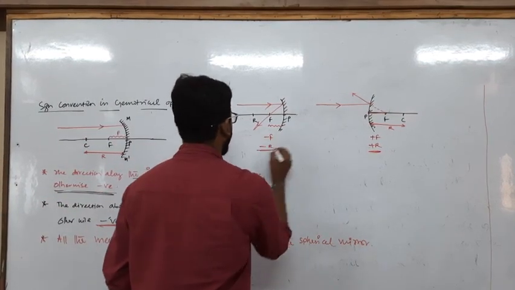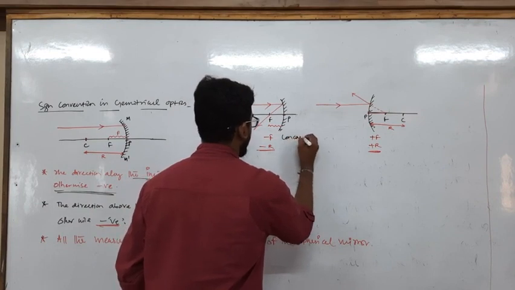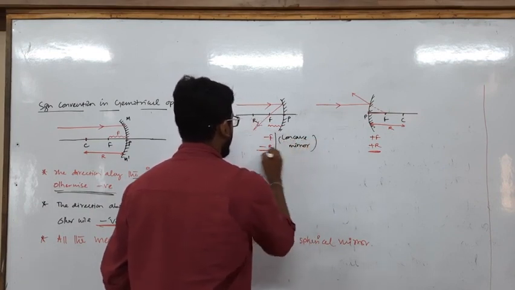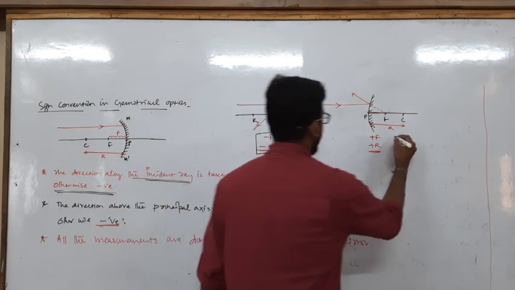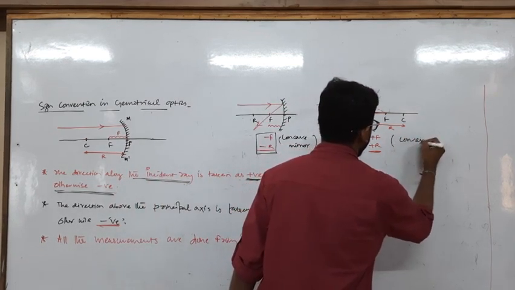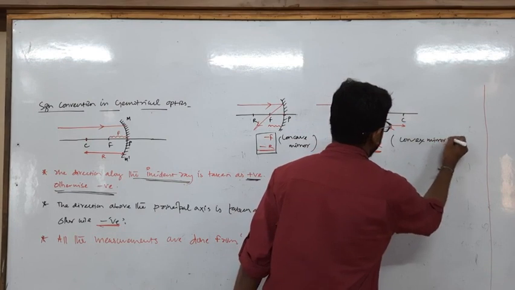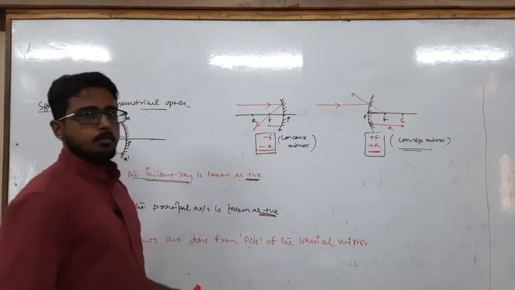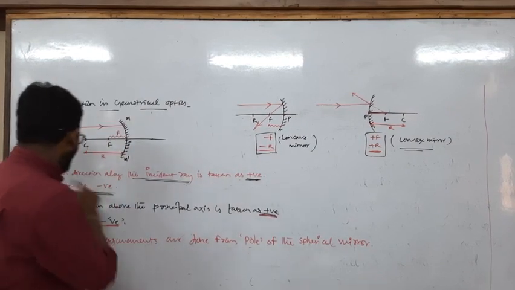For a concave mirror, the focal length and radius of curvature are negative, and for a convex mirror the focal length and radius of curvature are positive. Clear? And this is the sign convention.